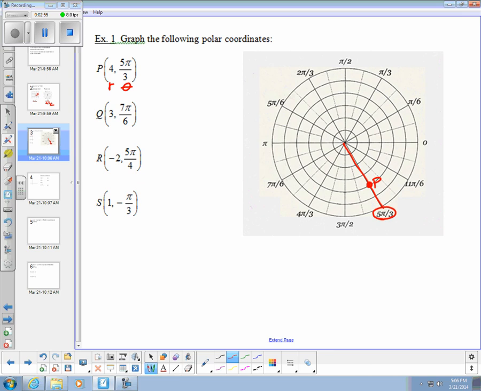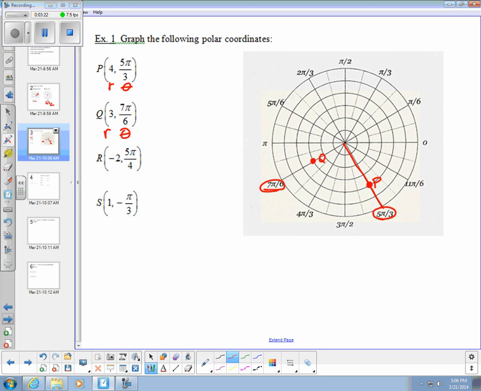Okay, try to graph point Q. Pause the video for a second, graph point Q, and then start again. Okay, so our theta this time is 7 pi over 6, and our r is 3. So the 7 pi over 6 spoke is in the third quadrant, and I'm going to go out a distance of 3. So here is point Q.